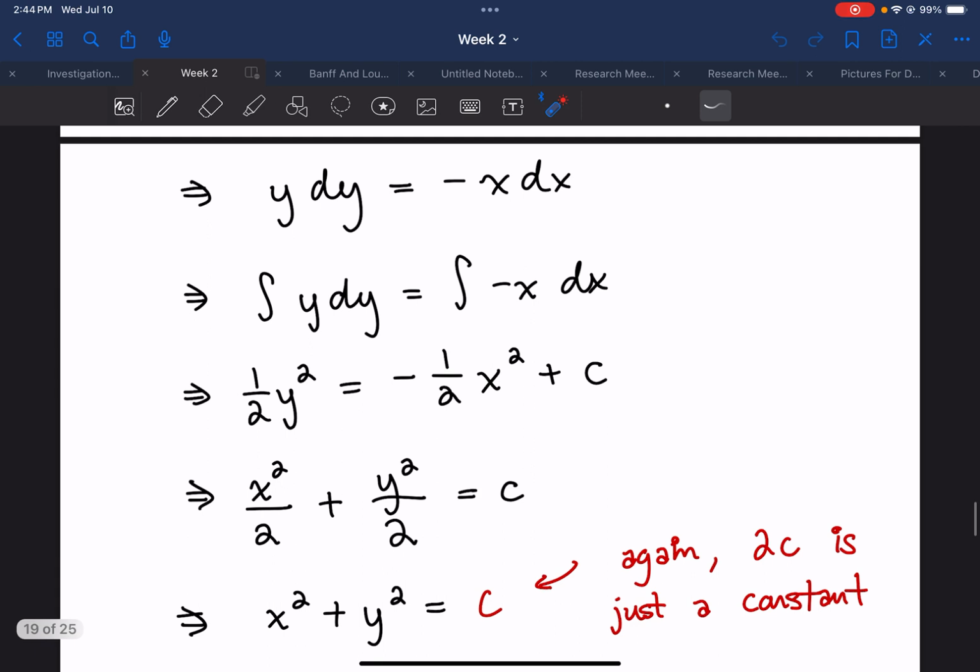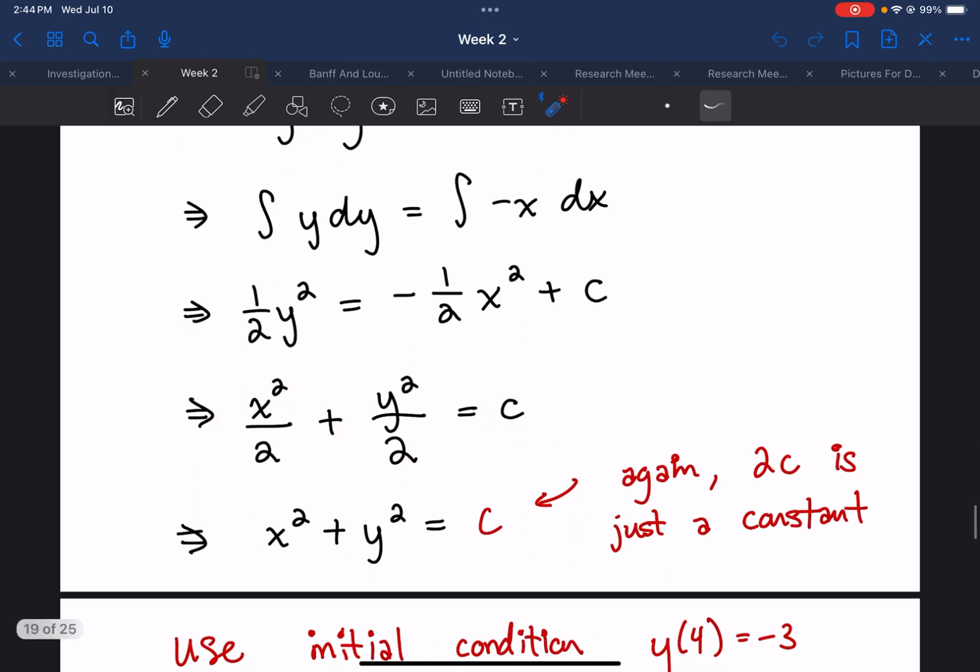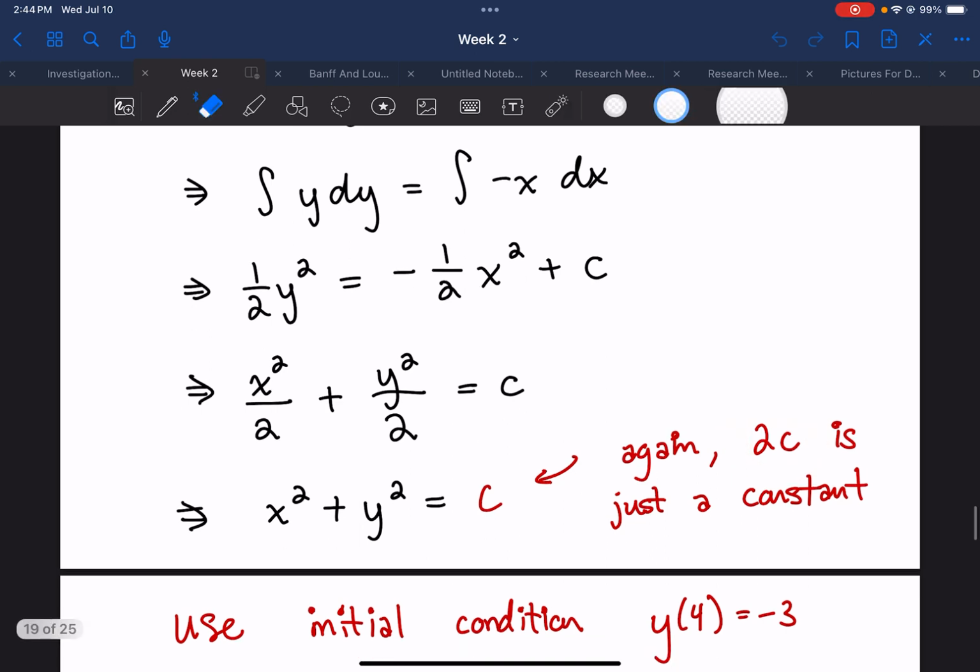A little cleanup, we can move this term across and we get x squared over 2 plus y squared over 2 equals a constant. And if I multiply through everywhere by 2, I can clear out these denominators and I'm just left with another constant, because 2c, when c is an arbitrary constant, is just another arbitrary constant. So the solutions to this equation look like x squared plus y squared equals a constant.